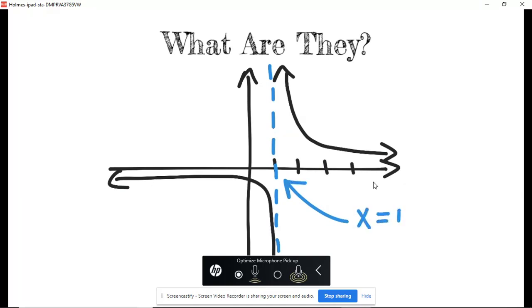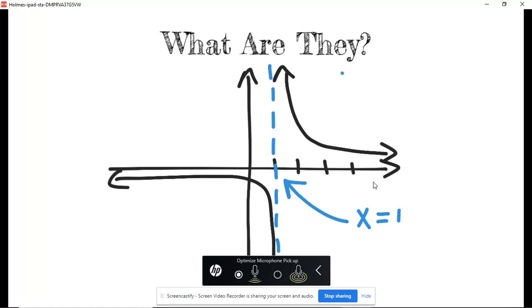What happens in these functions is that whenever you try to divide by something that equals 0, it becomes undefined. You cannot divide anything by 0. At that point, the number does not exist. We call it an undefined term in mathematics. And that usually happens here in this example.